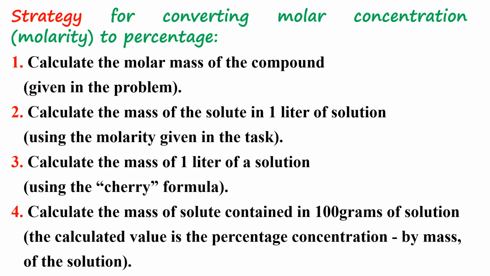Strategy for converting molar concentration, molarity, to percentage. 1. Calculate the molar mass of the compounds given in the problem. 2. Calculate the mass of the solute in 1 liter of solution using the molarity given in the task. 3. Calculate the mass of 1 liter of a solution using the cherry formula. 4. Calculate the mass of solute contained in 100 grams of solution. The calculated value is the percentage concentration by mass of the solution.